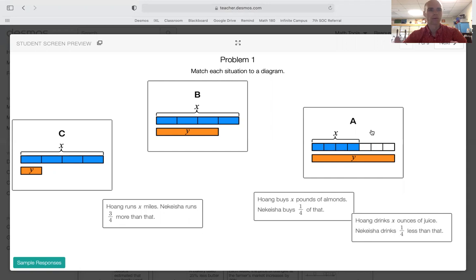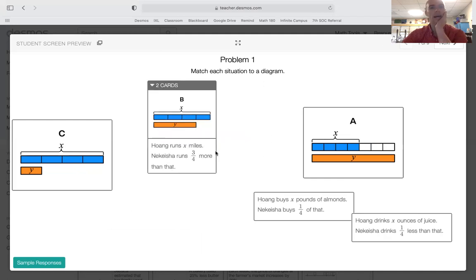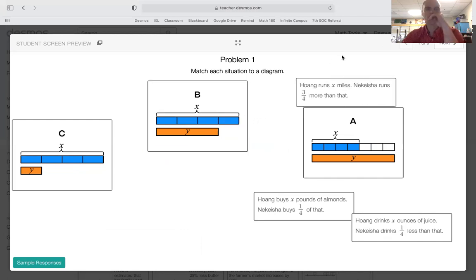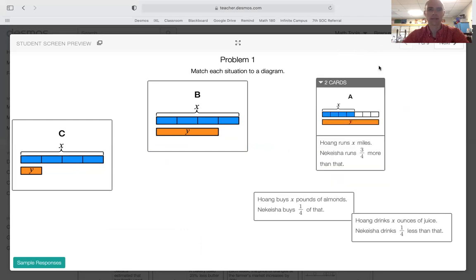Now that I look at the questions, I see that they're not in the form of percents, they're in the form of fractions. This one says Huang runs X miles and Nikisha runs 3/4 more than that. So we're talking about 3/4 or 75% more. That feels like this increase diagram to me.